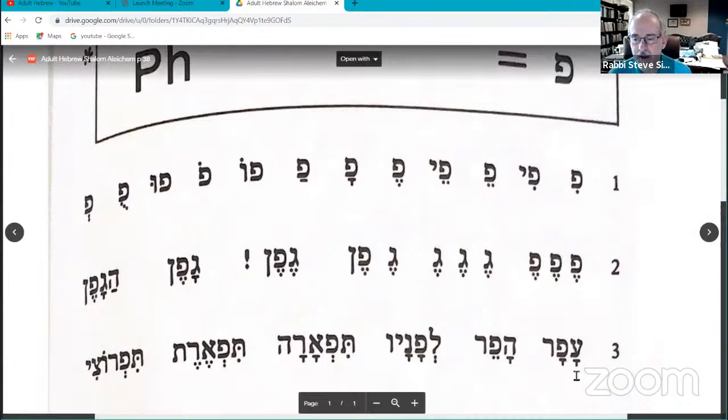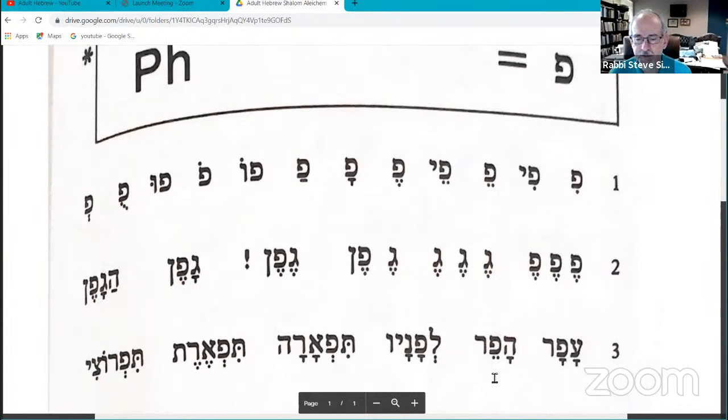Number 3: Afar, Hafer, Lefanav, Lefanav. If there is a yud between the a vowel and the vav near the end of a word, it is silent. The famous example is b'mitzvot tav, or some Ashkenazim say b'mitzvot sav. The yud is silent. Lefanav.